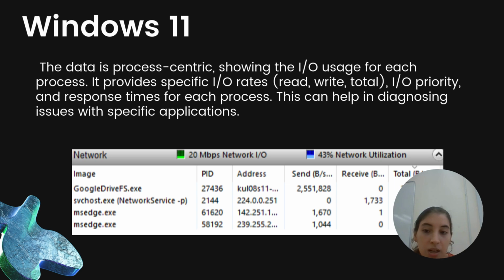Other programs such as svshots.exe and two instances of MSH display network activity, but at a considerably lower level than Google Drive. The entire network utilization is 46%, with a total network input-output rate of 20 megabytes. This indicates a heavy demand on network resources, which is mostly due to Google Drive's file synchronization process.